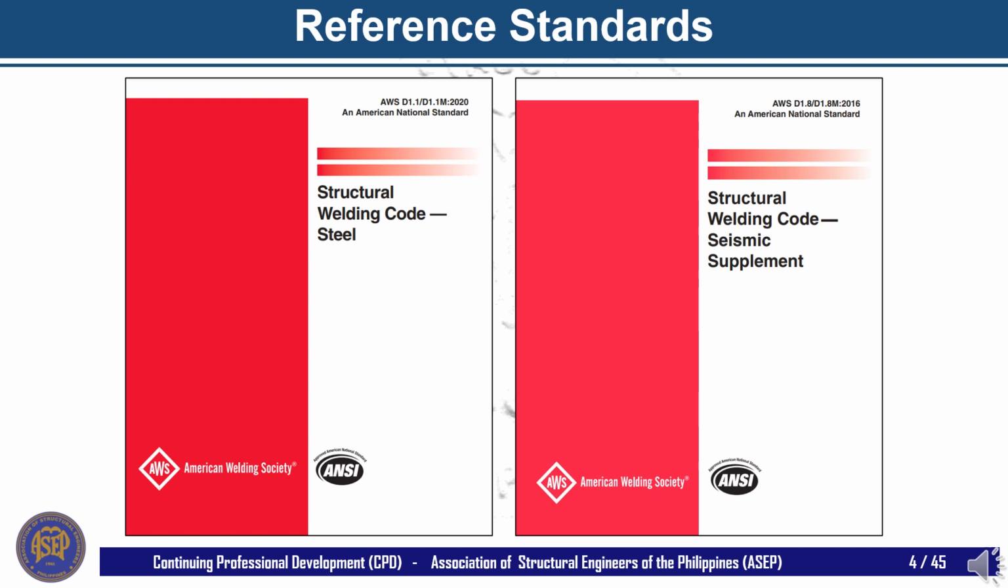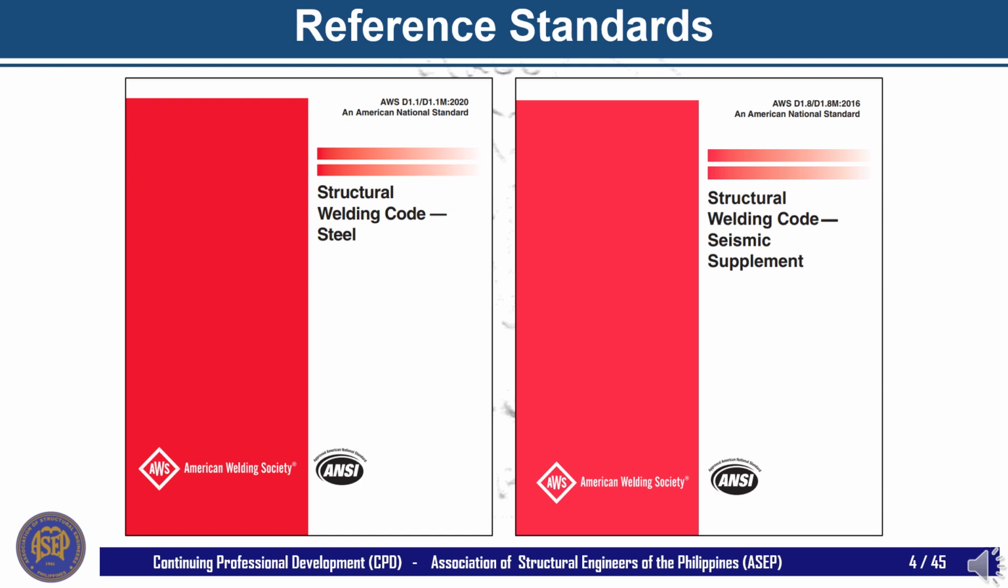AWS D1.1, the left image, is a comprehensive welding code governing the design of connections, including connection details, welding procedures, acceptable base metals, filler metals and welding joint details, fabrication and erection requirements, and welder qualification requirements.